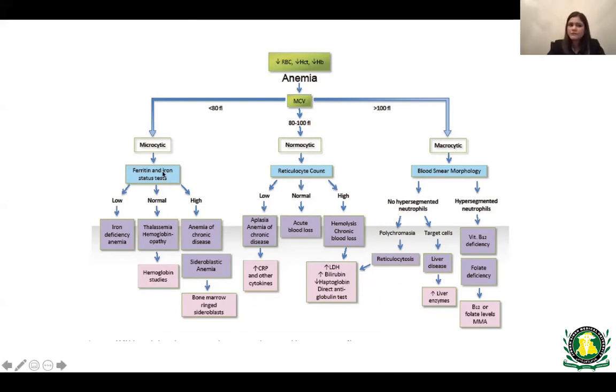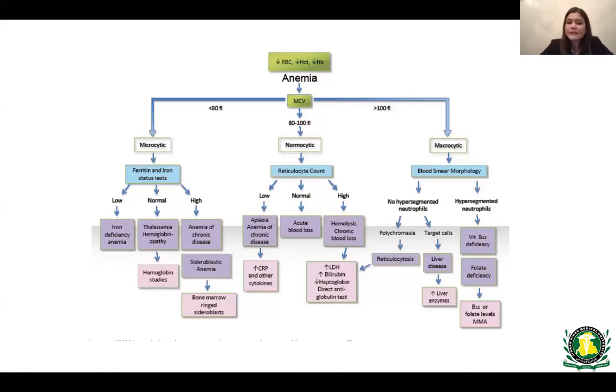So microcytic, fairly easy. Ferritin and iron status tests we need to do to figure out what is causing this. Is it iron deficiency? We have an iron panel, and in that the iron parameters are low. If it's microcytic but iron is normal, then we need to consider thalassemia or hemoglobinopathies, right? Like spherocytosis, we talked about it. And if we have concerns about a normal iron panel in microcytic anemia, then we need to do hemoglobin electrophoresis to figure out what is going on.